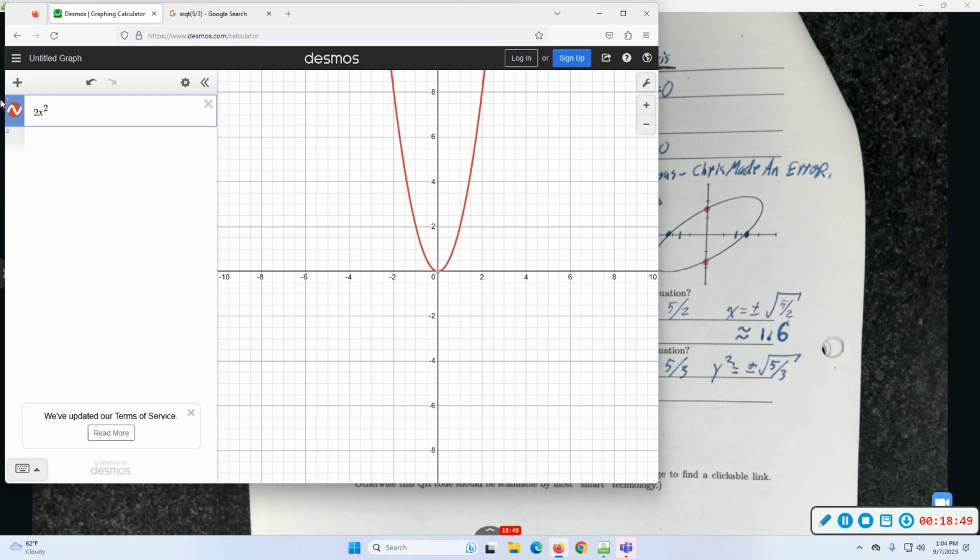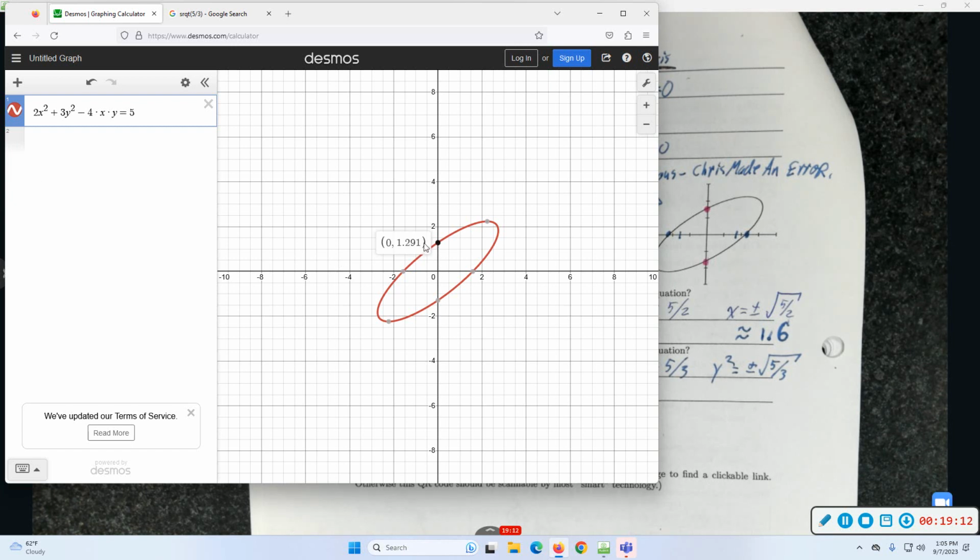2x squared plus 3y squared minus 4 times x times y equals 5. Is it going to graph that? Yeah. All right.